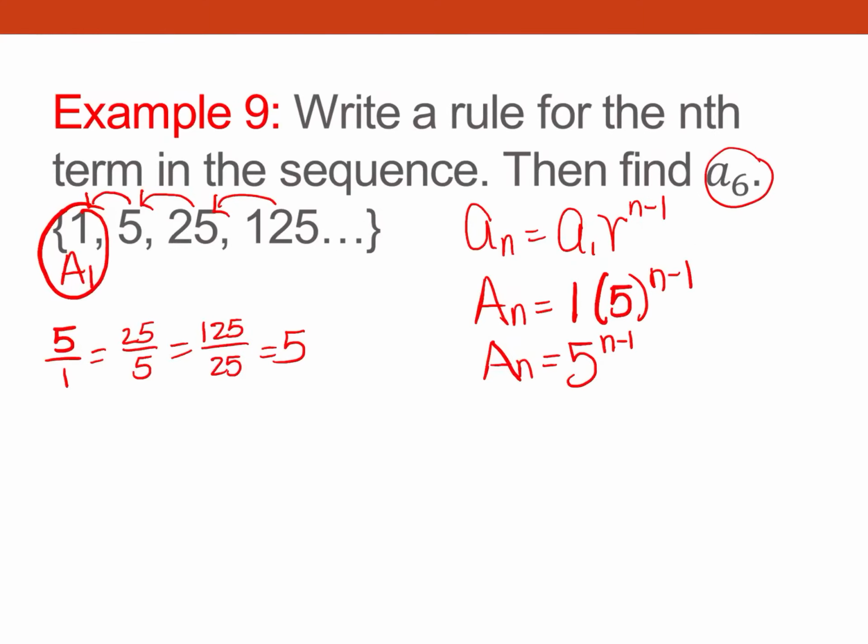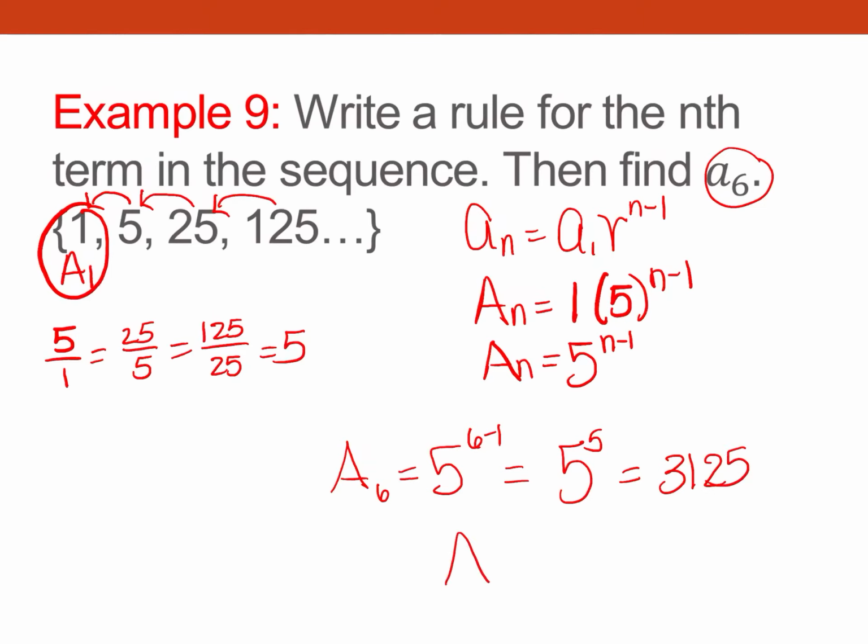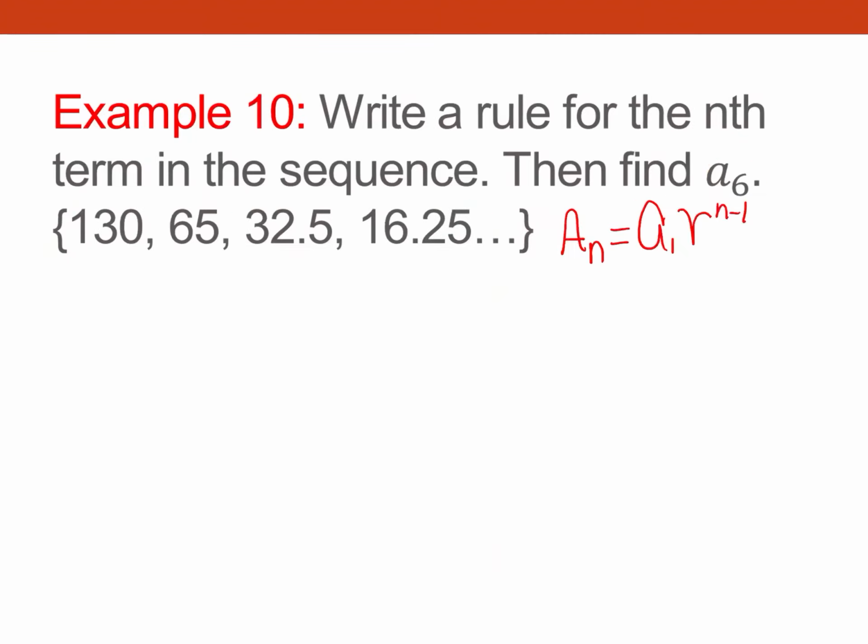It wants us to find the a of 6, so that means we have to put in a 6 for our n. So when we put 6 minus 1 up here, we have 5 to the 5th, which is equal to 3125. So the way that you write this is a of 6 is equal to 3125. Okay, next example, example number 10.